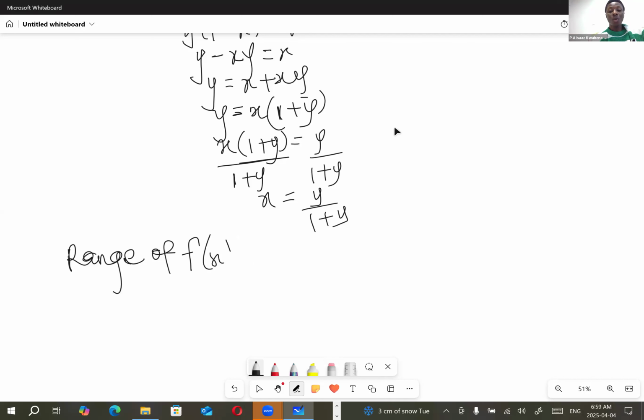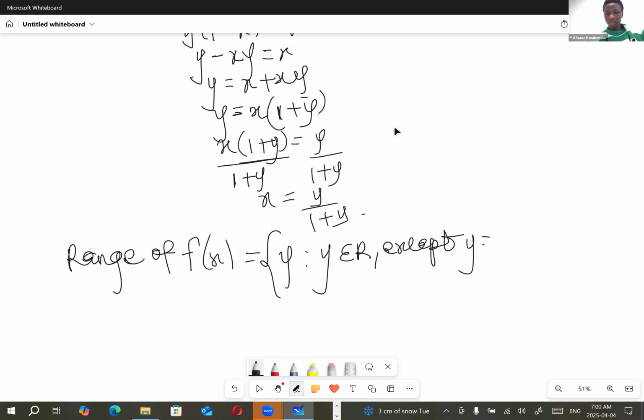We want to use y to stand for f of x. So y is such that y belongs to all real numbers, except when you set the denominator to 0. What happens? y will be equal to what? -1. So except when y is equal to -1. That's the range.